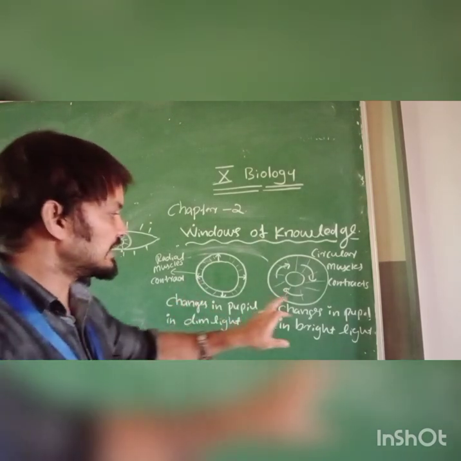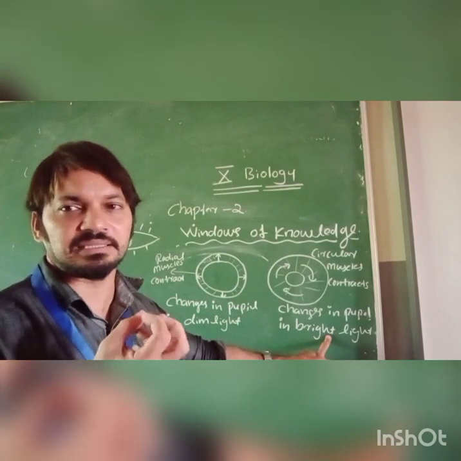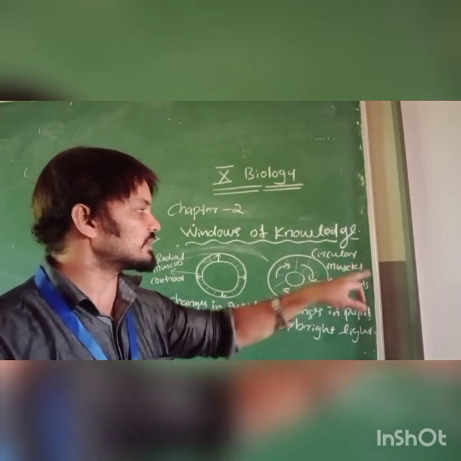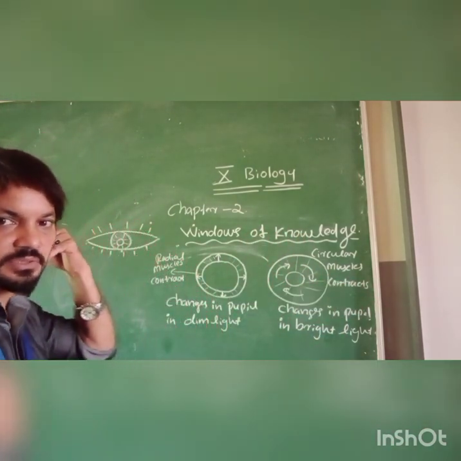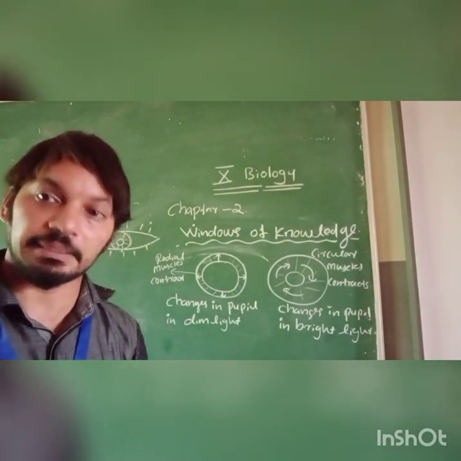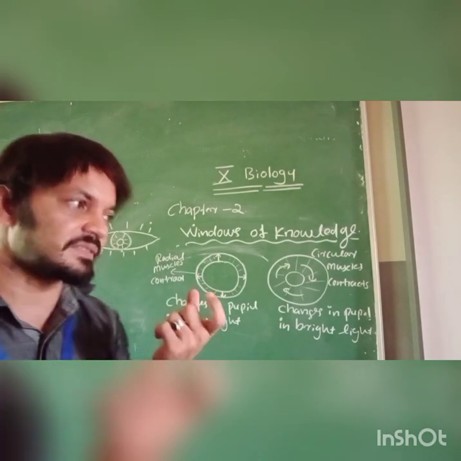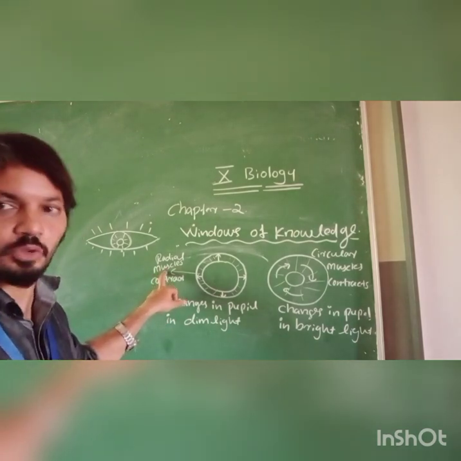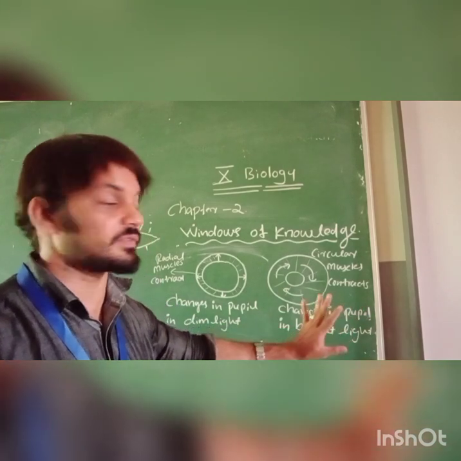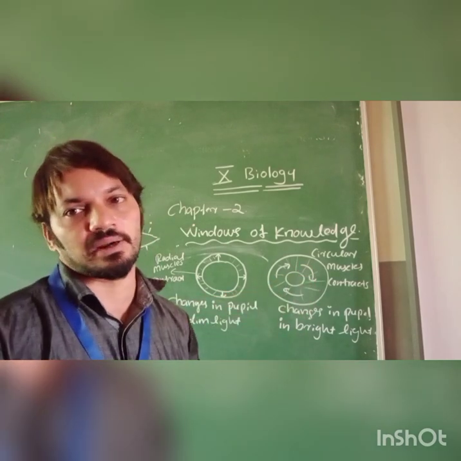It changes in bright light. In bright light the intensity is more, so little light is enough. That time the eye pupil decreases in size. That time the circular muscle contracts. Understood? When the eye pupil dilates in dim light, the size of the eye pupil increases and the radial muscle contracts. Similarly, in bright light, meaning high intensity of light, our eye pupil size decreases and the circular muscle contracts.